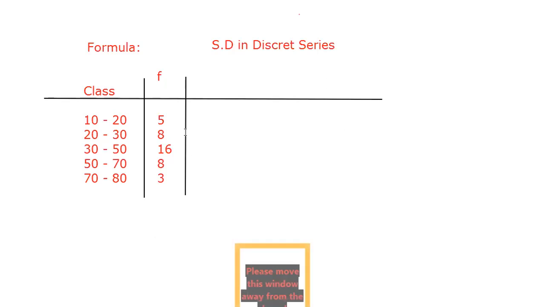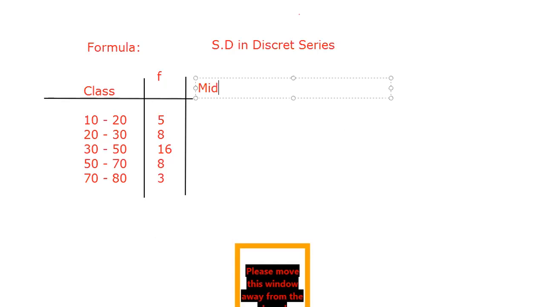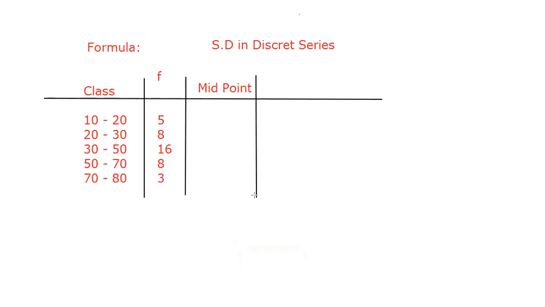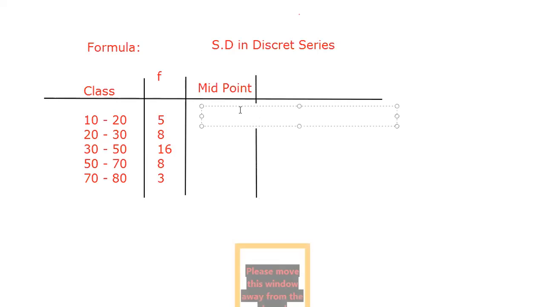So what is the first step? We need to find the midpoint. How can we find the midpoint? It is lower limit plus upper limit, divided by 2. Our lower limit is 10 and the upper limit is 20, so 30 divided by 2 is 15.